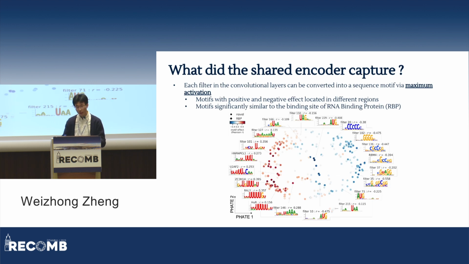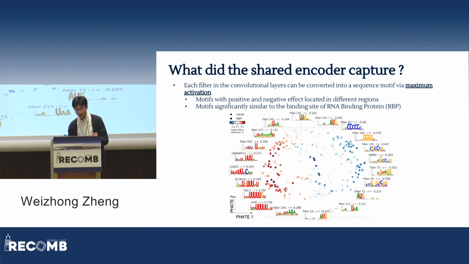So we have now demonstrated that this method is quite useful in capturing useful sequence patterns. And we really want to know what these shared patterns are. So we simply do a dimension reduction on the feature map, and each dot in this plot is a CNN kernel. For each kernel, we can also use maximum activation to transform it into a sequence motif. Here we can see that negative motifs and positive motifs are actually displayed in different parts of the space. And we also find that the motifs are biologically meaningful.